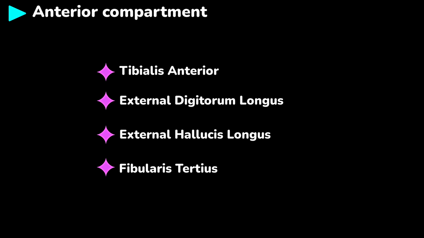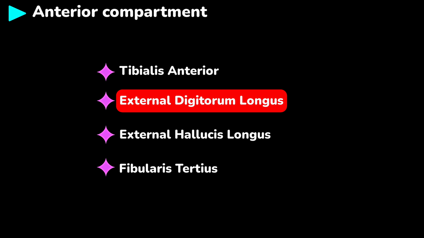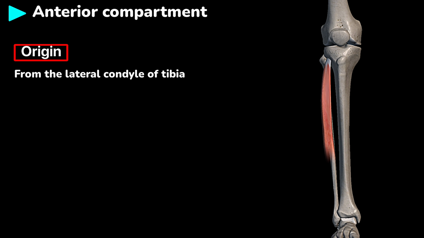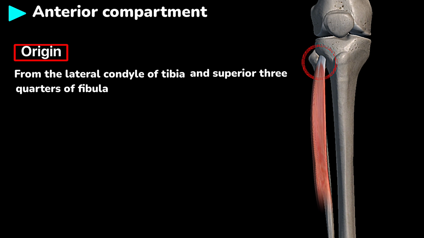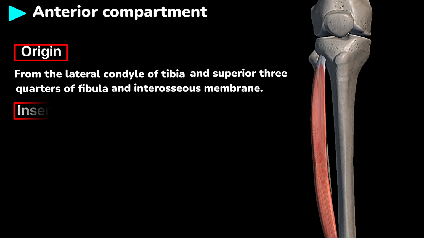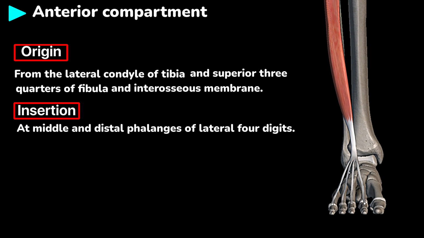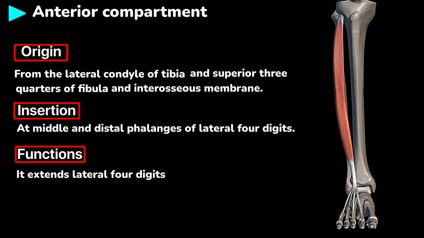Then comes the second muscle, which is extensor digitorum longus. It originates from lateral condyle of tibia and superior 3/4 of medial surface of fibula and interosseous membrane. It is inserted at middle and distal phalanges of lateral 4 digits. It extends lateral 4 digits and dorsiflexes ankle joint.